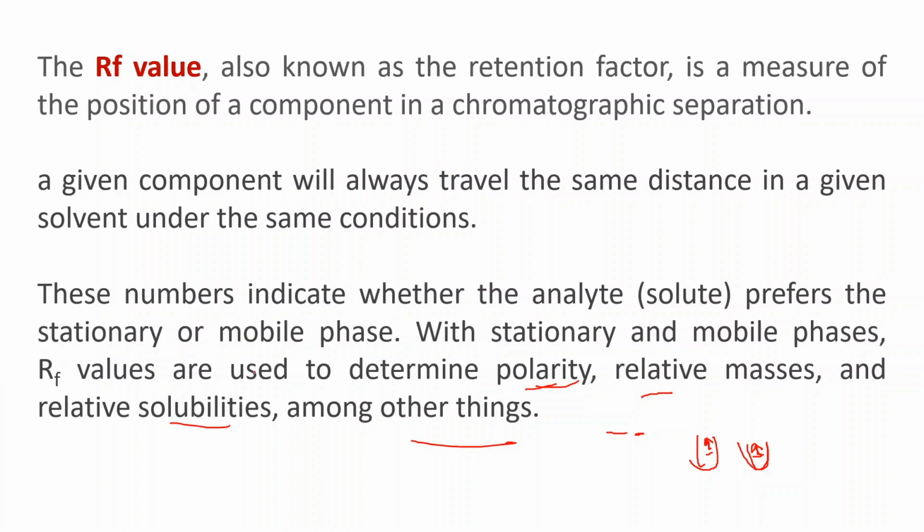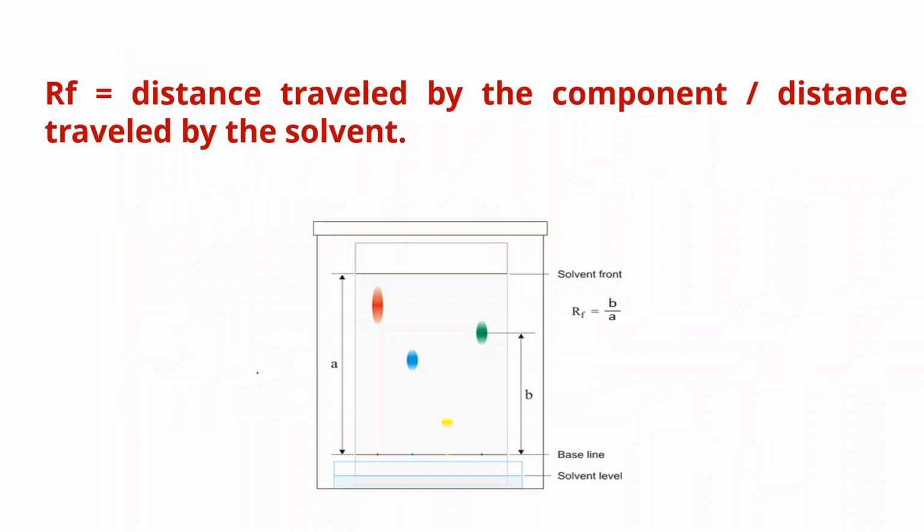So how will we calculate the RF value? It is the distance traveled by the component divided by the distance traveled by the solvent. Suppose this is paper chromatography, or you can say thin layer chromatography. Here, this is the solvent level, and this is the solvent front. Solvent level and solvent front.